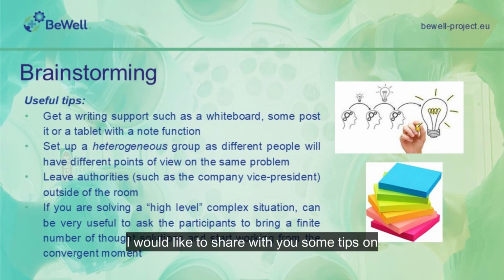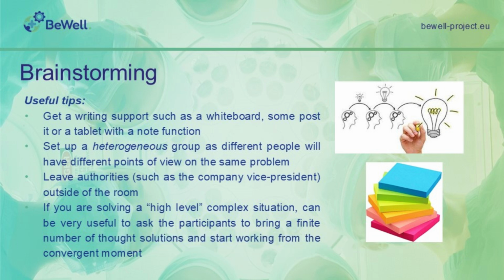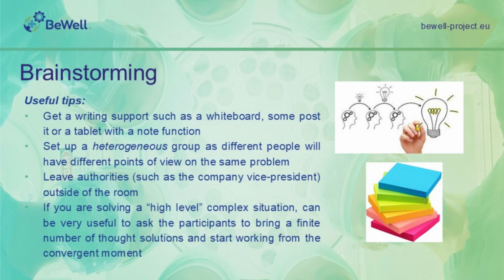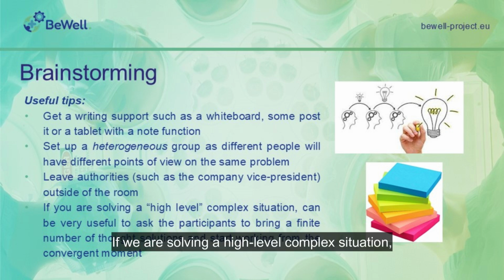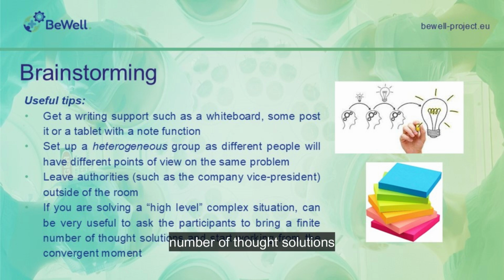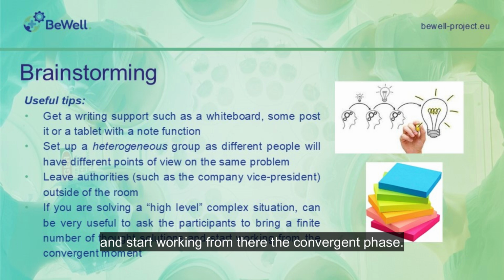I would like to share with you some tips on how to build effectively a brainstorming experience. Try to set up a heterogeneous group of people, as different people will have different points of view. Try to leave authorities outside of the room, such as the vice president of the company. If we are solving a high-level complex situation, it can be very useful to ask the participants in advance to bring a finite number of thought solutions and start working from there. Then the convergent phase.